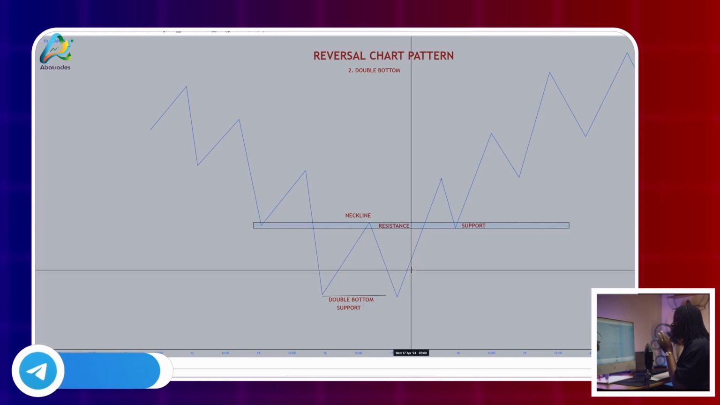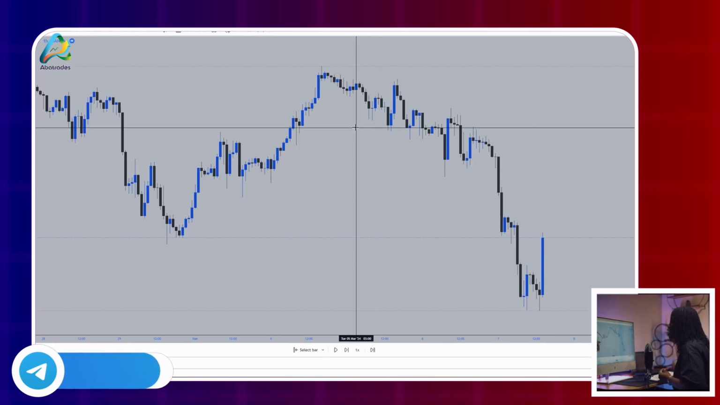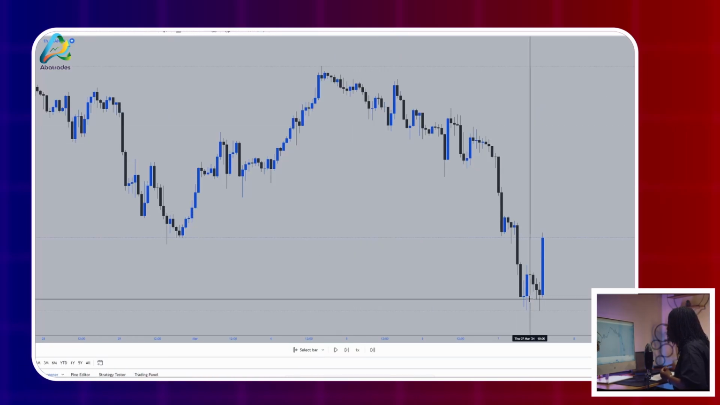Now let's get onto the real chart and let me show you how to trade this and apply this to spot your entry points in the market. Okay guys, I'm about to show you how to trade the double bottom chart pattern on the real chart, and also how to use this to find entry points in the market.